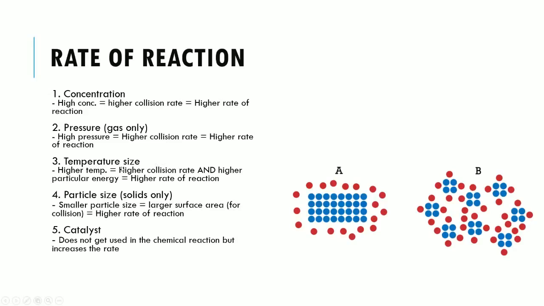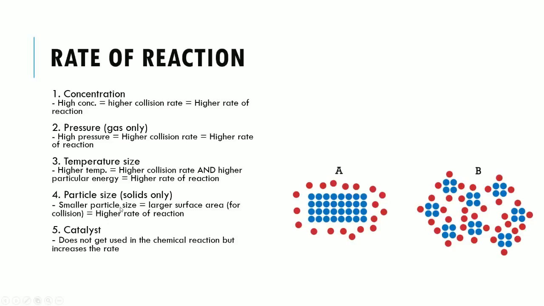The temperature, if you think about it, a higher temperature will actually mean that the individual particles have more energy, but not only that, because they're traveling at a higher speed, the collision rate will also be higher as well. So both factors will be elevated, therefore increasing the rate of a chemical reaction as well.